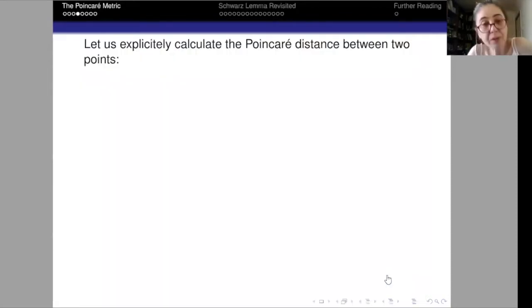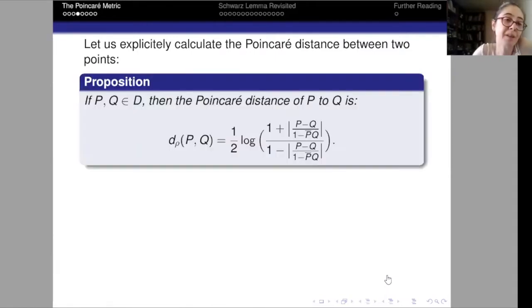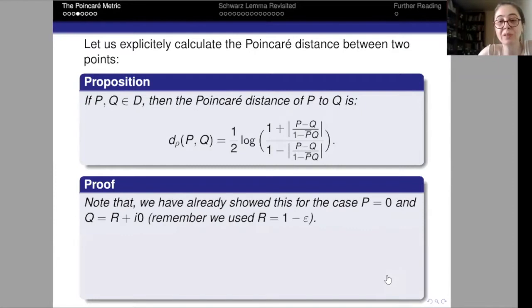After doing this, we want to explicitly calculate the Poincaré distance between two points. We have a formula for that. If you take any two points in the disk, then the Poincaré distance from P to Q is given by 1/2 logarithm of this nice looking fraction. Now, this looks a bit tedious, but the idea is not that problematic. The idea is simple.